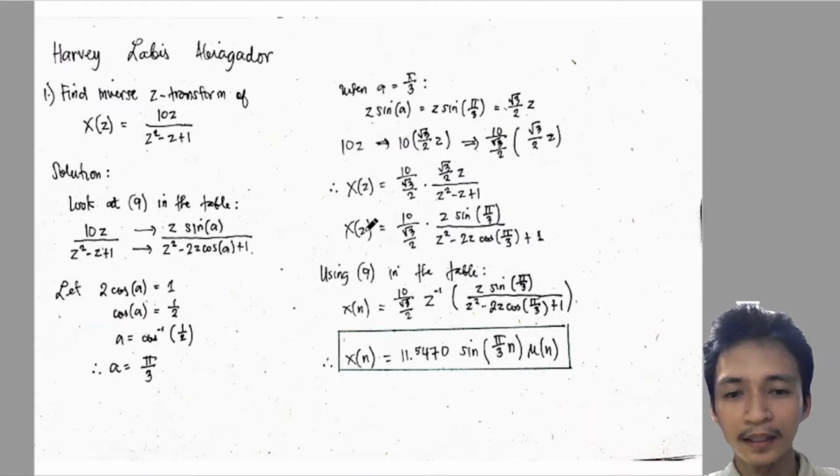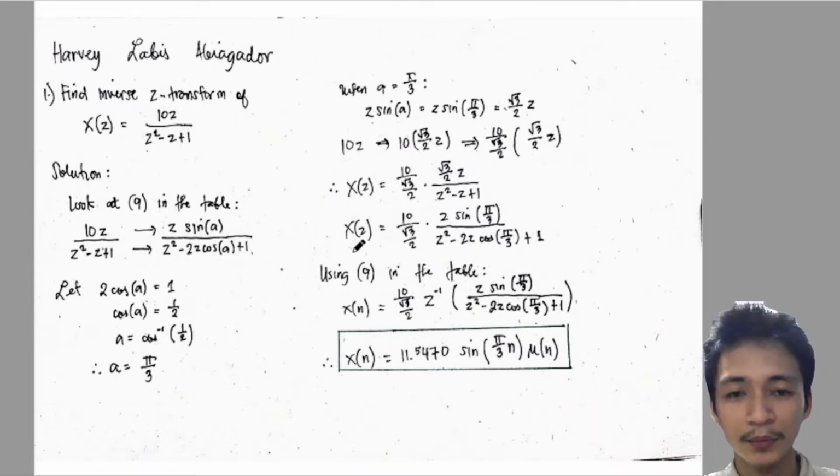Okay, so now if we transform it in a form that is recognizable to this one, that is 10 over square root of 3 divided by 2 times z sin pi over 3 over z squared minus 2 cos pi over 3 plus 1. So this one is just equal to the given X of z. Okay, so nothing has changed in terms of the value, but the form has changed so that it will fit in this part.